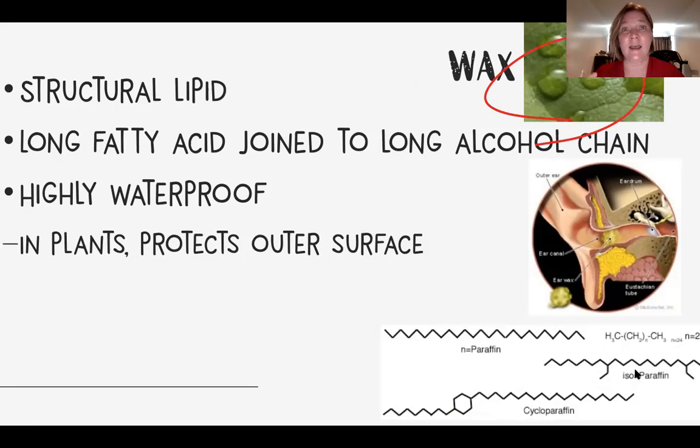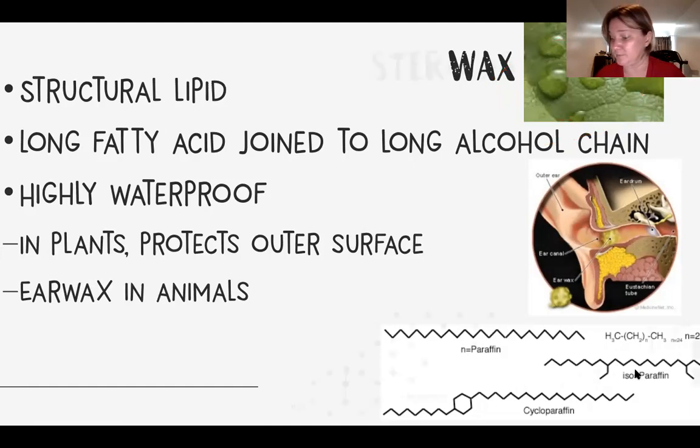It's also why water beads up into a spherical shape, because a sphere has the least amount of surface area to volume ratio, which means because water is polar and wax, which covers the leaves, is nonpolar, then you have the least amount of the polar water touching the nonpolar wax. An example of where wax is used in animals is earwax, and that basically just prevents dirt and bacteria from getting into the ear and causing infection.